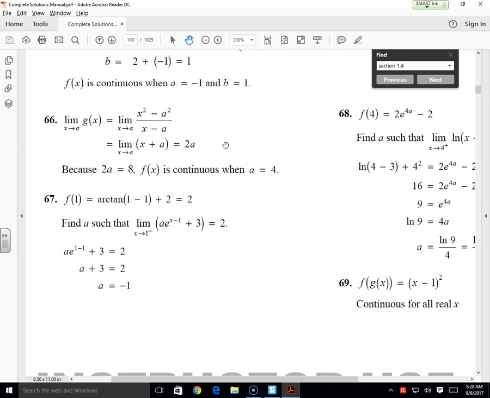Find the limit by factoring the difference of squares. Cancel out the x minus a's, you have x plus a left. Plug it in. The limit is 2a. They said make it continuous. So take the limit of the function.